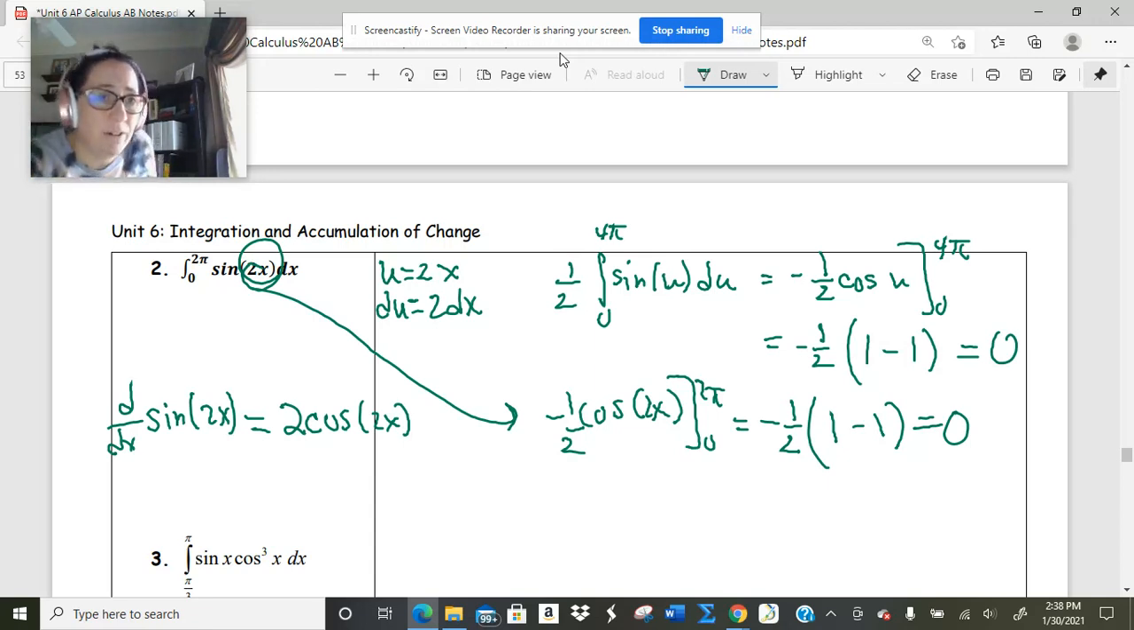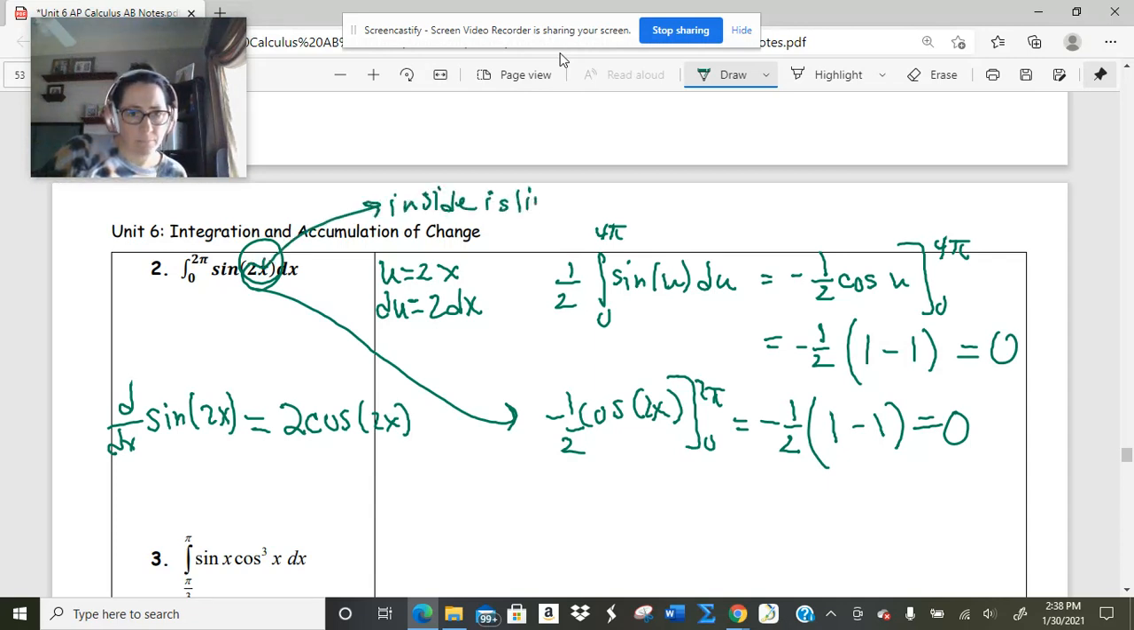And so whenever I have sines or cosines, only when this inside is linear am I going to just do this little trick, okay? So that's what I'm going to do. And if you want to go through the u sub on these, you definitely can. I've showed you how if you need that.